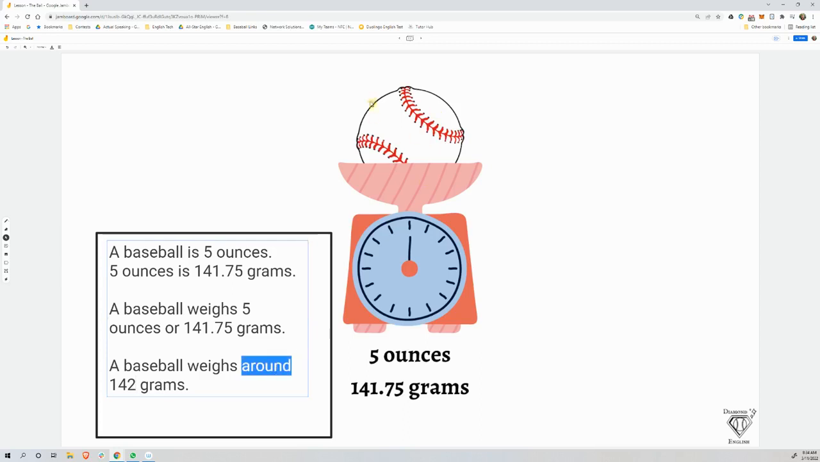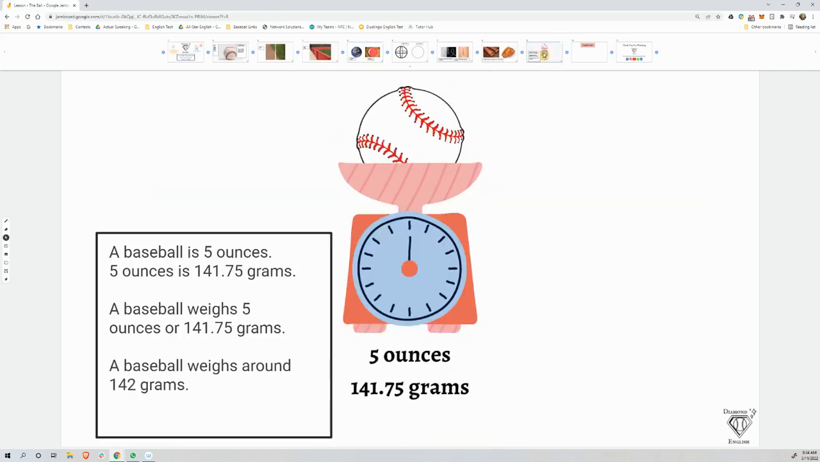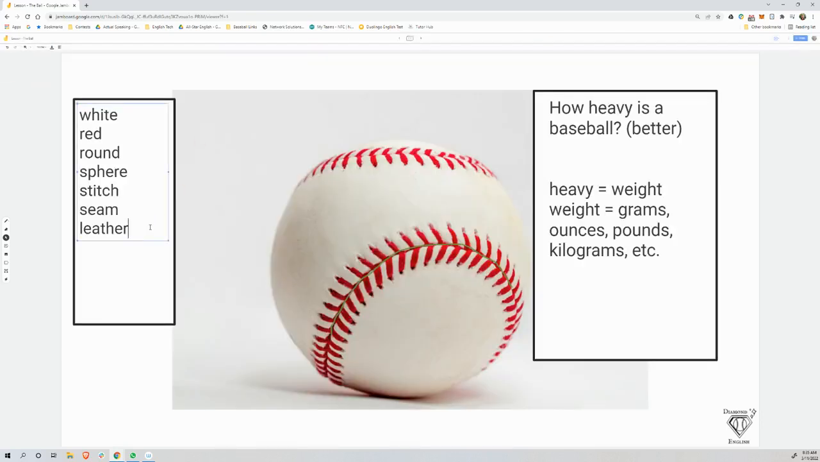Remember, what is around? Round. This idea of the earth is round, a plate is round, okay? Around, more or less, right? Around. So a baseball weighs around 142 grams. All right. So let's get a couple more words. Ounces, grams. So here is some vocabulary for a baseball.